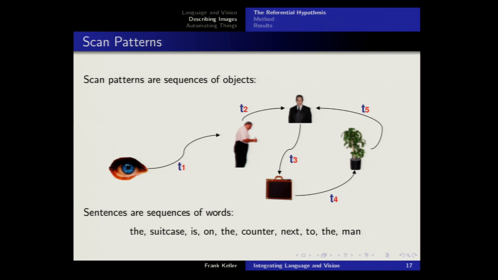What is a sentence? Well, a sentence is also a string, right? A sentence is a sequence of words. Let's assume they utter this sequence of words, then that's the linguistic sequence. So we have two sequences. We have the visual sequence, the scan pattern, and the linguistic sequence. And now if our referential hypothesis is correct, then people should relate those two sequences to each other. And that's what we're going to test.